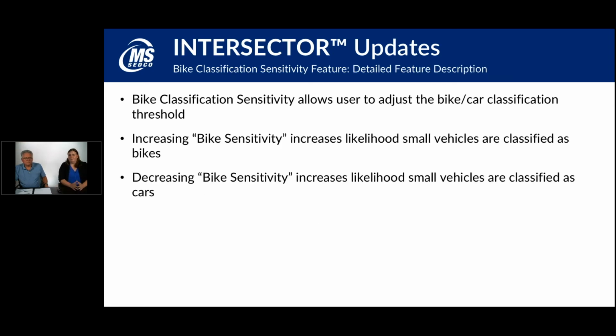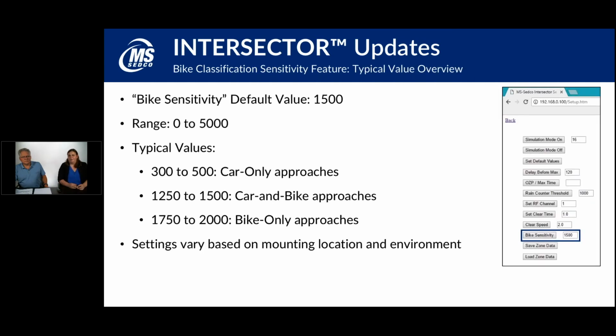So this classification sensitivity, if you think of the radar having a scale of vehicles, small vehicles being bikes, large vehicles being cars, there's a threshold in there that can be a little soft with bigger bikes or smaller motorcycles, where you're on the edge of bike versus car. So with the sensitivity, you can adjust that level one way or the other. If you increase that sensitivity number, the smaller vehicles are more likely to be classified as bikes. If you decrease that number, it's more likely to be classified as a car. The value can be found on the setup page.